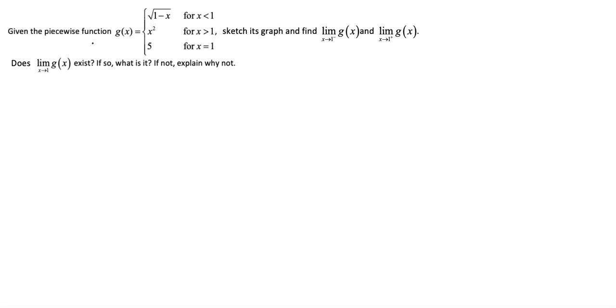Given the piecewise function g of x, this is a three-part function. We've got radical 1 minus x for x less than 1. The second piece is x squared for x greater than 1. And the third piece is just 5 when x is equal to 1. So we want to sketch the graph.